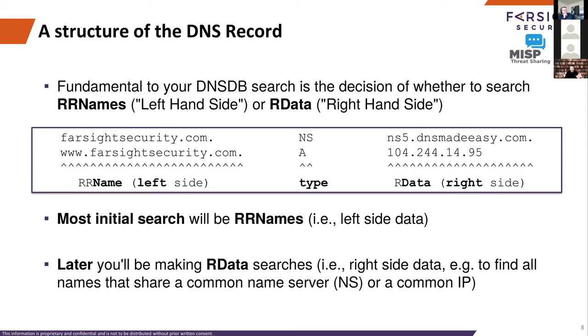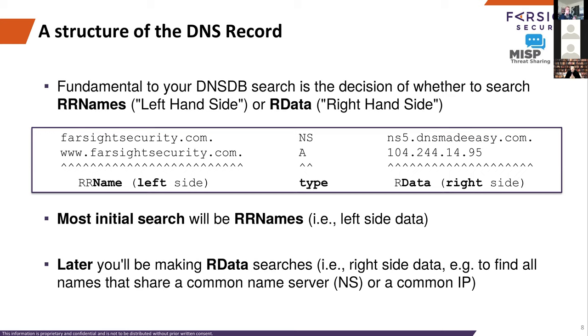Data could be in numeric format, like an IP. It could be yet another name, like a name server. It could be, for example, a DKIM key in a TXT record. It could be an email address in an RP, responsible person record. And there is a whole variety of different types of information. We collected that information since 2010. We indexed that, and you would be able to search either through the right side or through the left side.